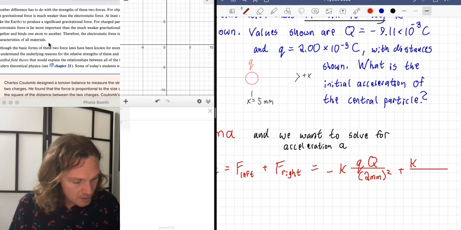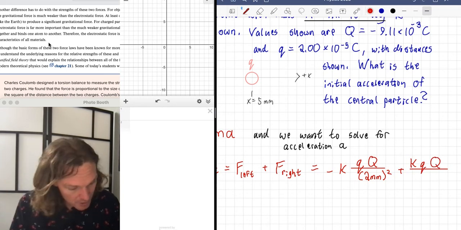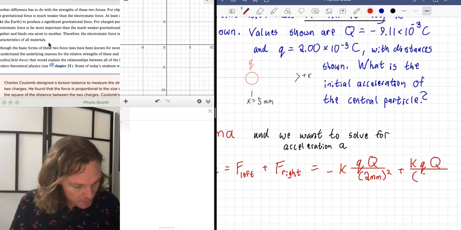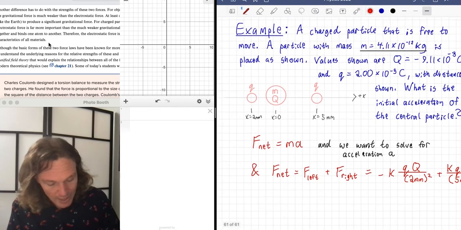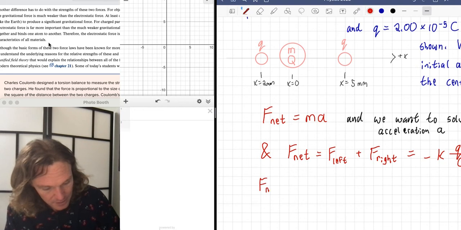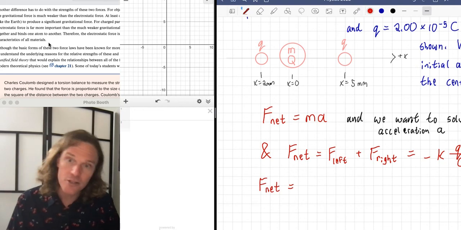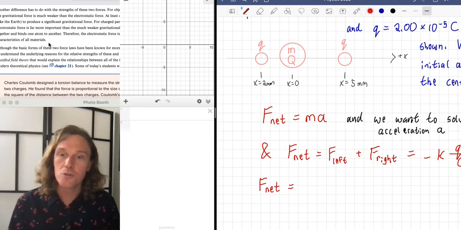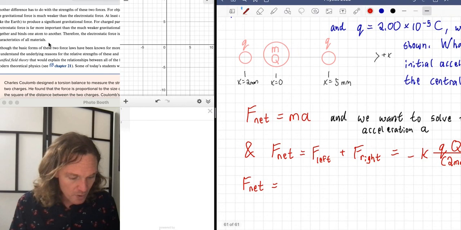Let's put the k up here. It's the same little q and big Q. And then down below, the distance is not the same. It's 5 millimeters squared. Okay, now we're in a good place to write out the numbers and of course plug them into the calculator. So our F net, which I want to solve first, and then I'll solve a as a second step. I think it helps to do multiple steps here and see some values along the way.